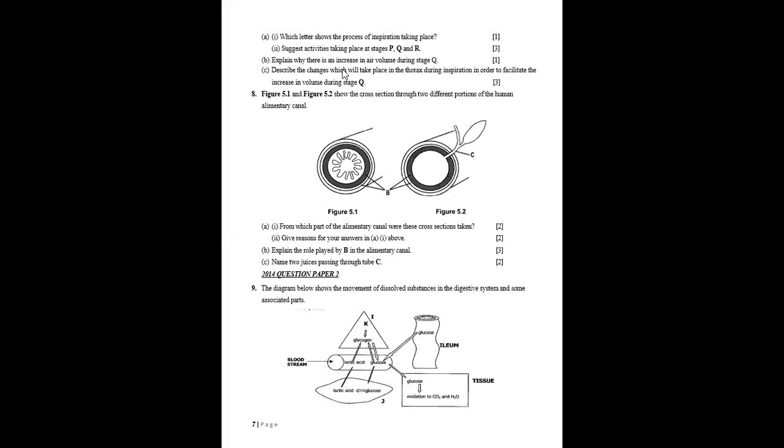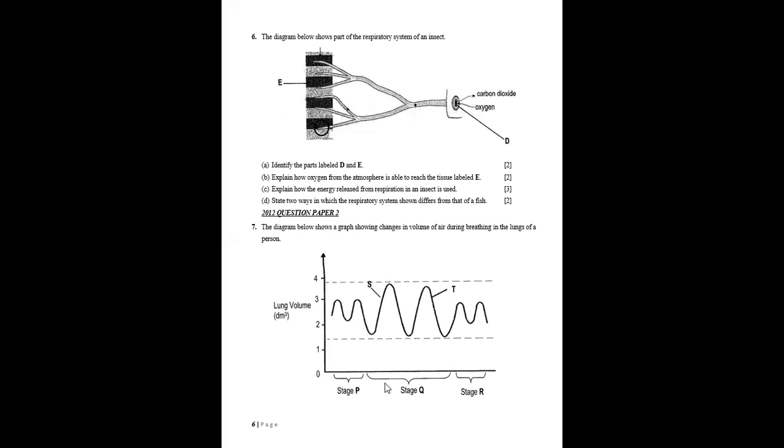Then two. Suggest activities taking place at stage P, Q, and R. Stage P, it's resting, because here you are chilled. It's resting or sitting. Then stage Q, exercise. Maybe you are running, you are doing something. Then R, it's resting again.